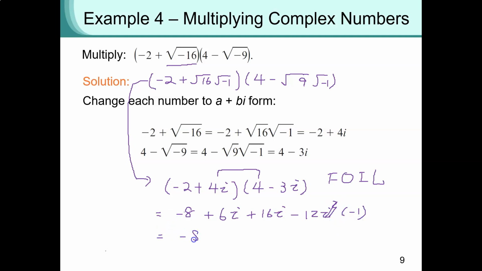So now we rewrite the equation. Combine these two, we get a positive 22i. Negative 12 multiplied with negative 1 turns to positive 12. Now we combine the real number part, it turns to 4 plus 22i. And you stop it here. This would be the complex form of the solution, a plus bi form.